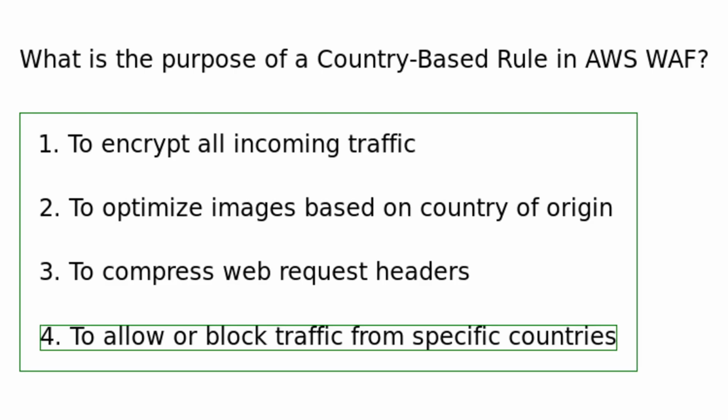A country-based rule in AWS WAF is used to allow or block traffic from specific countries, providing users with granular control over which geographic locations can access their web applications.